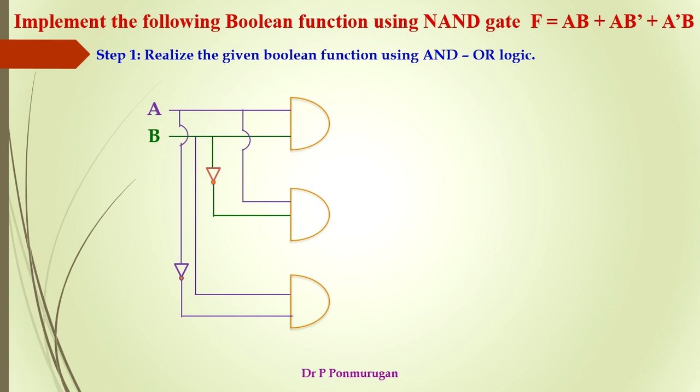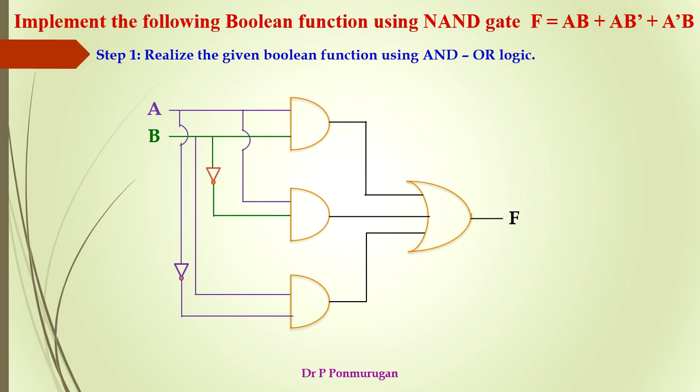Right? Now the outputs of these AND gates have to be given as input to the OR gate like this. So the output of this OR gate will be the final output F. So this is how we realize the given Boolean function using AND OR logic.